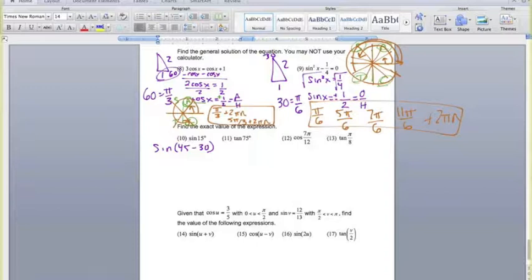So I'm going to do sine of 45 minus 30 to get 15 and use my sum and difference formulas here. So then I plug into that formula, which says sine u cosine v minus cosine u sine v. We're going to have that on the test. Yep, you'll have all the formulas.